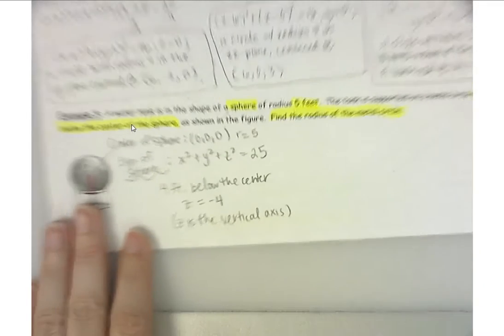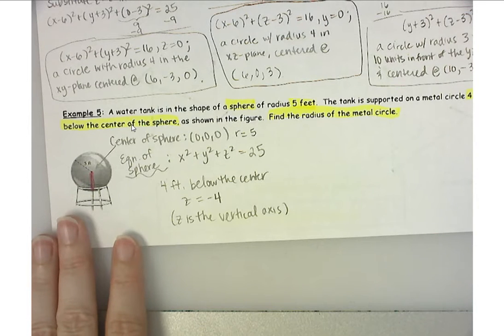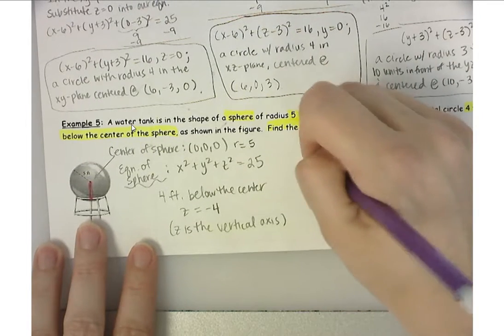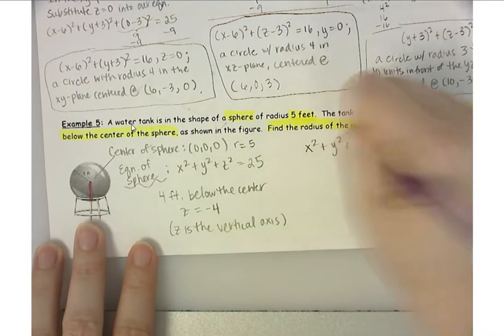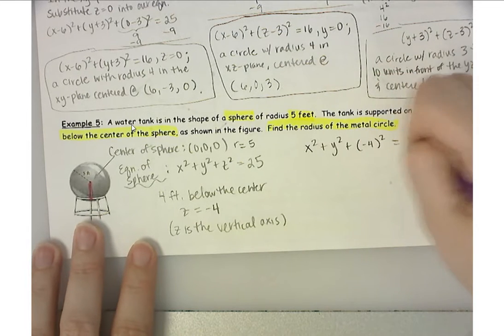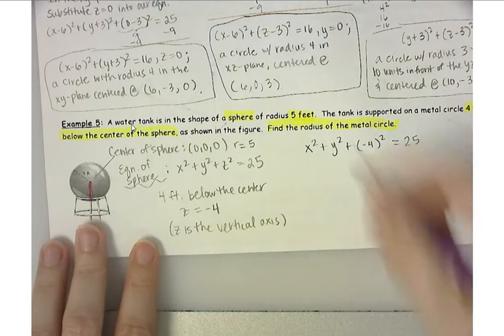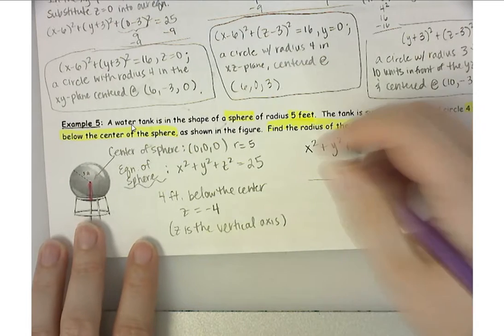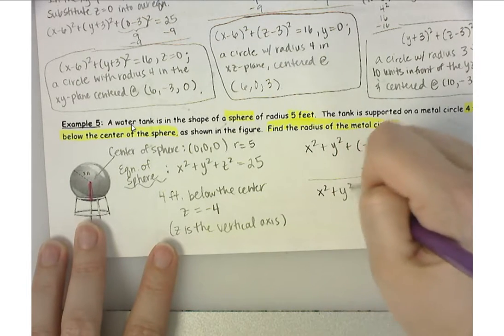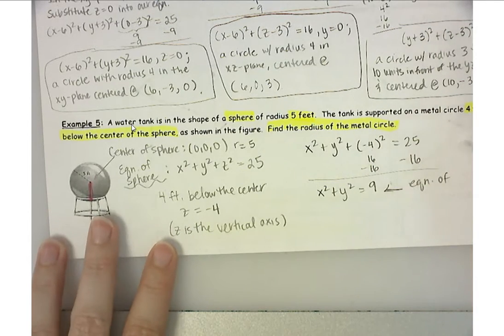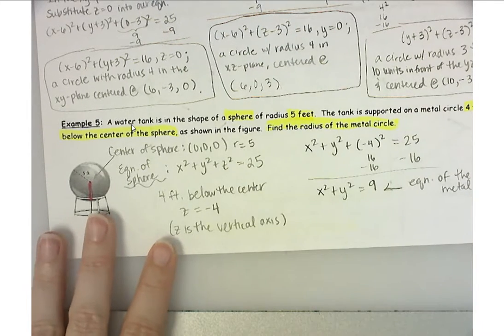Okay, so if Z is the vertical axis, then what we can do is plug that into our equation, x squared plus y squared plus z squared, except we're going to substitute in -4, and then we're going to go ahead and solve this. So -4 squared is going to be 16, so we're going to subtract 16 from both sides. So x squared plus y squared is going to equal 9. This is the equation of the metal circle. Which means the radius would be what?